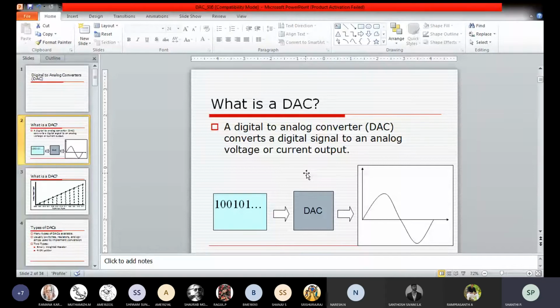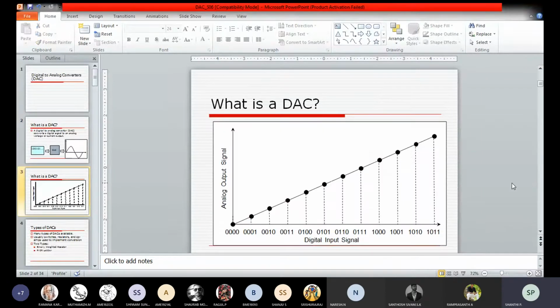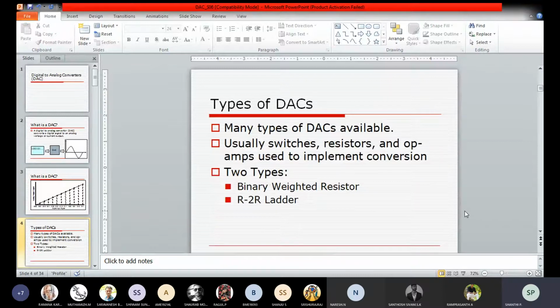Analog output signal is current or voltage. Here 100101 is converted into analog signal. DAC means digital to analog converter. We have to convert it into sinusoidal waveform. Okay, let's say analog output signal for 0 0 1, it's increasing. Okay, digital input signal is increasing continuously. Depends upon that, you have to change to analog signals.